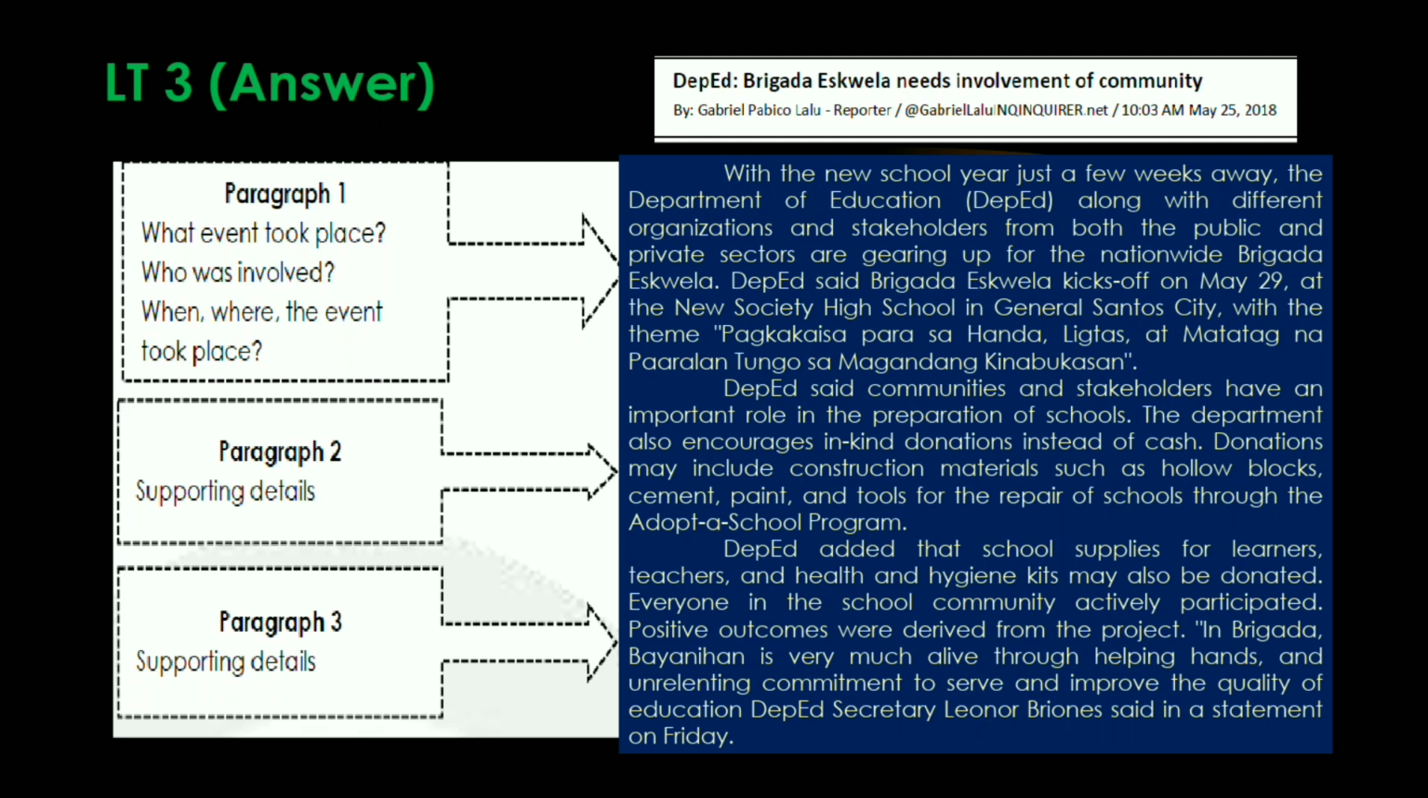Everyone in the school community actively participated. Positive outcomes were derived from the project. In Brigada Eskwela, bayanihan is very much alive through helping hands and unrelenting commitment to serve and improve the quality of education, DepEd Secretary Briones said in a statement on Friday. So that's the answer. I hope you got the same answer as I have flashed on the screen.